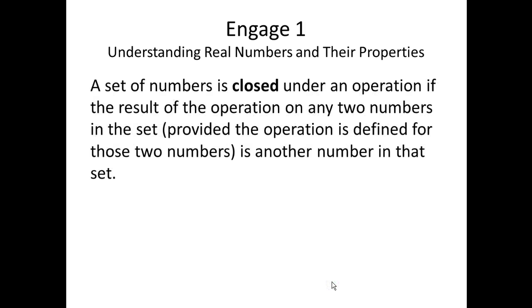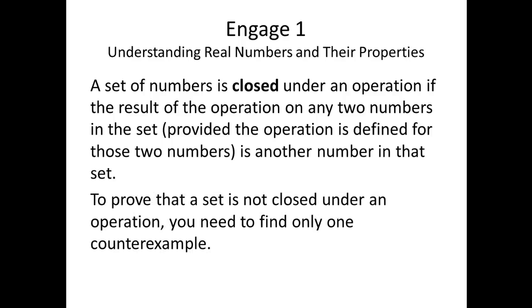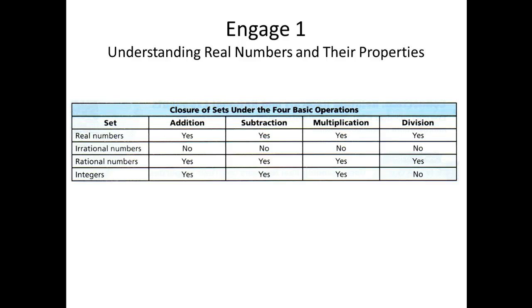Okay, so to reiterate, we say a set of numbers is closed under an operation if the result of the operation on any two numbers in the set, as long as the operation is defined for those two numbers, is another number in that set. To prove that a set is not closed under an operation, you only need to find one counterexample.